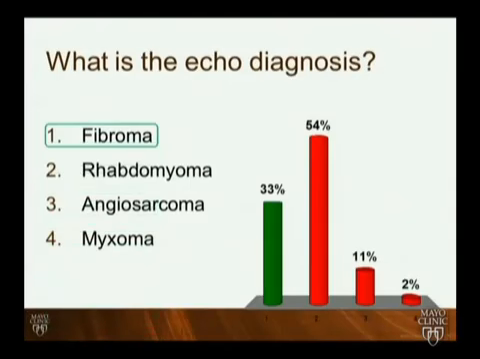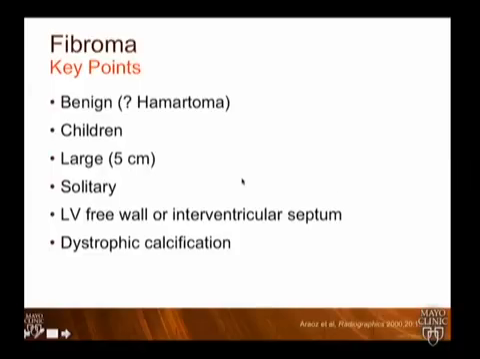Okay, so I fooled some of you. So the correct answer is fibroma. I see most people went for rhabdomyoma. And rhabdomyoma is the most common tumor in children, but fibroma is probably the second most common benign tumor in children. And it's typically very large, and the way to differentiate it from a rhabdomyoma is by these features. It's typically much larger, whereas I showed you that example of the rhabdomyoma where there were multiple tumors. The fibroma is usually just one solitary large tumor. And it's often located in that LV free wall, but can also be located in the interventricular septum.